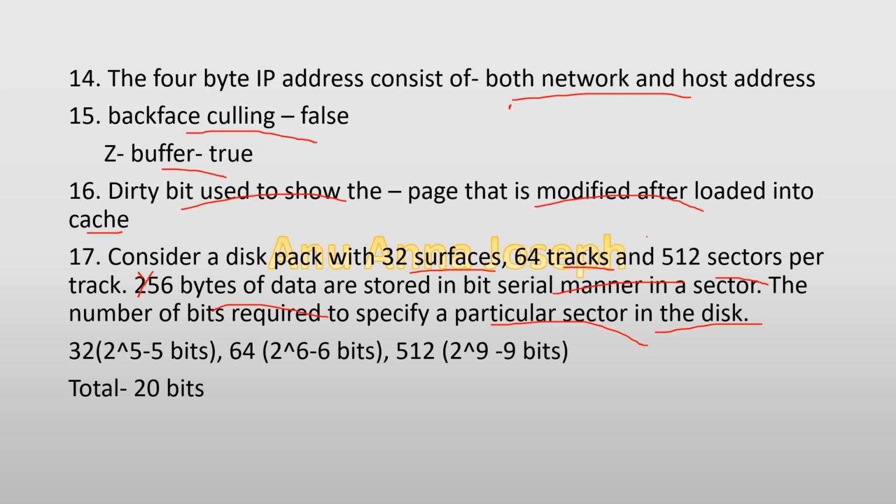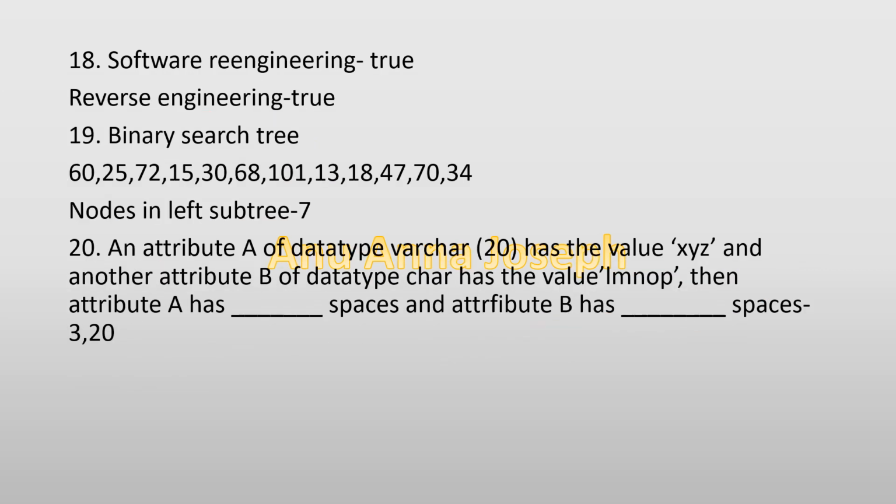So 32 is 5 bit, 64 is 6 bit, 512 is 9 bit. Total we need 20 bits. Then another question is, software regarding re-engineering, the statement was true, and reverse engineering, that statement is also true. Then binary search tree, some numbers were given and how many nodes will be in the left subtree.